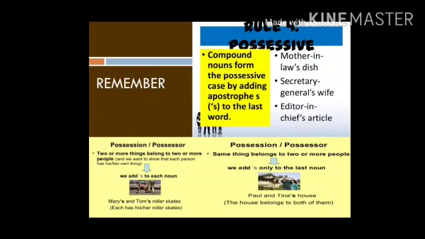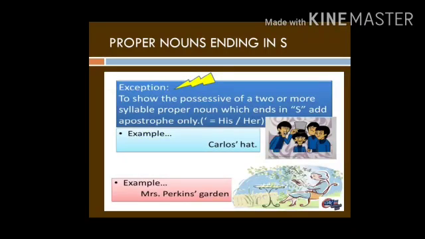Please be careful when you want to use the apostrophe to show a thing which is belonging to the same people, then we will use it on the last name only, like Paul and Tina's house. But if I say Paul's and Tina's house, meaning they both own a house separately. But if I say Paul and Tina's house, jointly they are owning the house. Similarly, if I say Mary and Tom's roller skates, it means they are jointly owning one set. But if I say Mary's and Tom's roller skates, then it means that they both are owning different sets of roller skates.